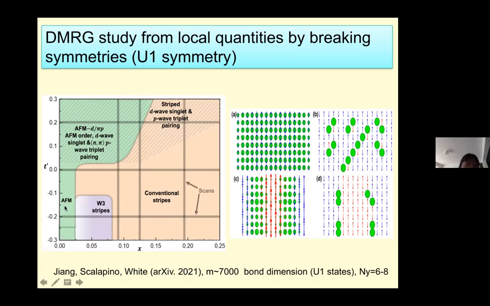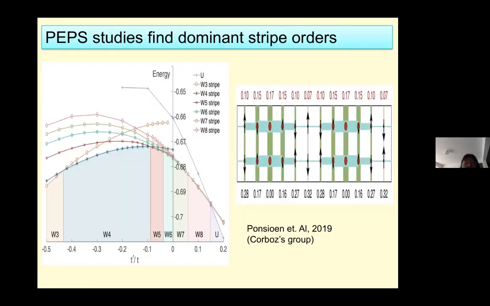For negative t', they obtain different stripe-ordered phases with increasing doping. And in this local probe, you can also gain insight into where the doped holes are, and what kinds of pairing configurations are more commonly seen. So I think it's a very interesting probe, especially if we want to study wider systems.